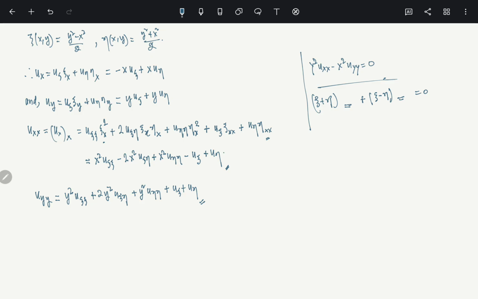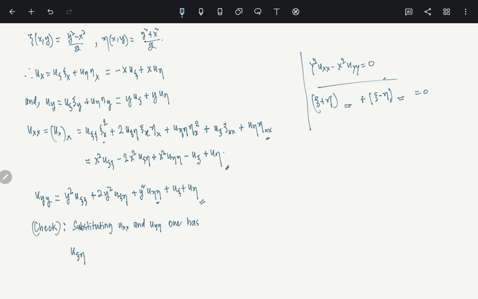Yes. Okay. So I want you to check this part: substituting this uxx, sorry, and uyy. So u xi and u eta eta, those terms won't be there. It will get cancelled. Yes.